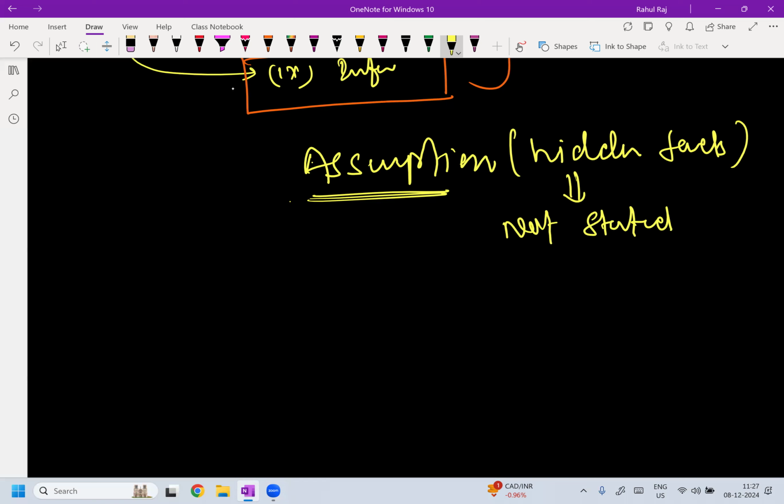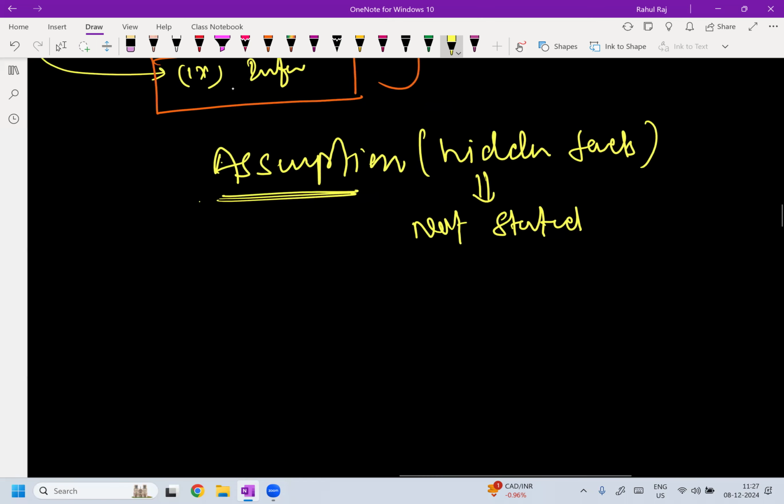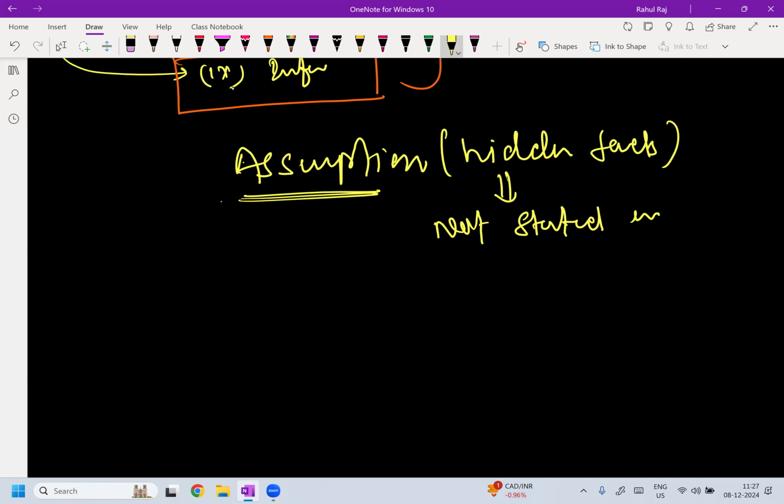I'll take a very small example and then we'll come to the question. Please understand every bit by bit. Any problem, just let me know. Not stated in the passage. So assumptions are hidden facts. Hidden means not stated in the facts. But if I say hidden facts, what is that? Right now, what have I told you is the role of a fact?